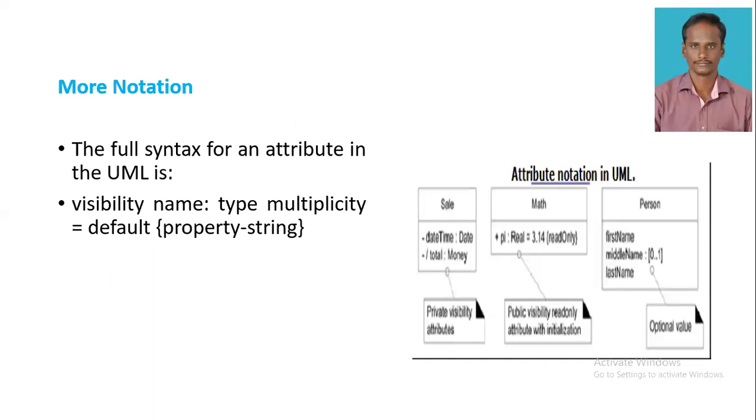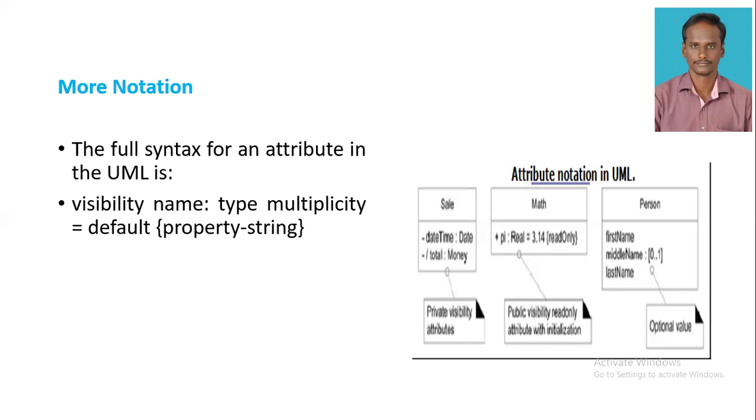More notations about attributes: the full syntax for an attribute in UML is visibility name : type multiplicity = default {property string}. Visibility may be private, public, or protected, which is represented symbolically by minus, plus, or hash. Type and multiplicity are the data type, and the default value is given after the equals sign. These are optional, and the property string can also be given. An example is given in the right-hand notation.